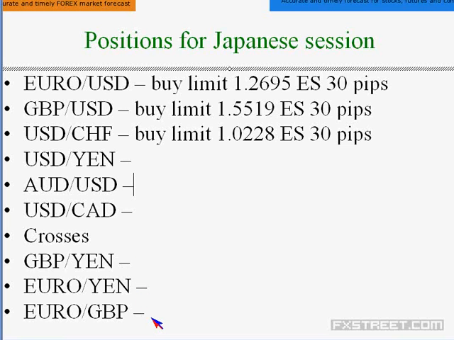So in the case of Australian dollar, the low is 0.8846. Currently, it is trading around 0.8866. So I'll try to keep the buy limit order at 0.8868 with an entry stop of 30 pips.